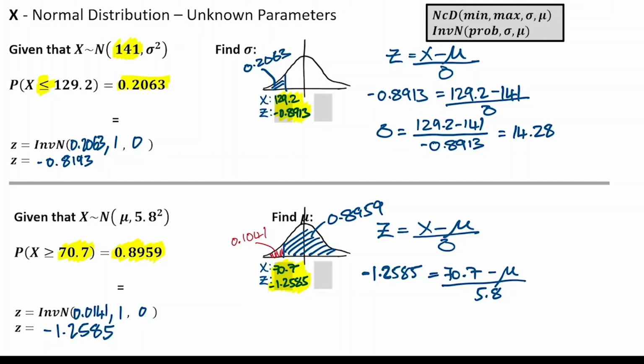So multiply by 5.8. I don't need the calculator, I'm just going to write an expression. So z-score times 5.8, subtract 70.7, that's going to be negative mu. So whatever answer I get, I multiply it by -1, and we get mu equals 78. Okay, so unknown parameters, we found an unknown standard deviation, we found an unknown mean.